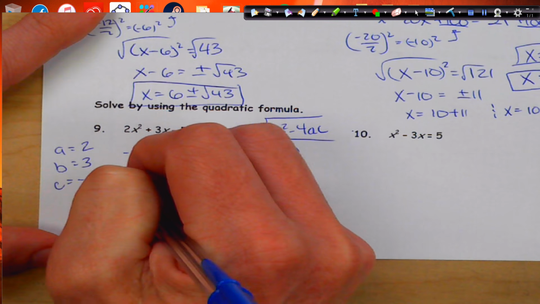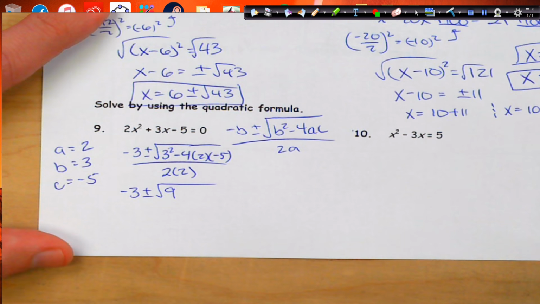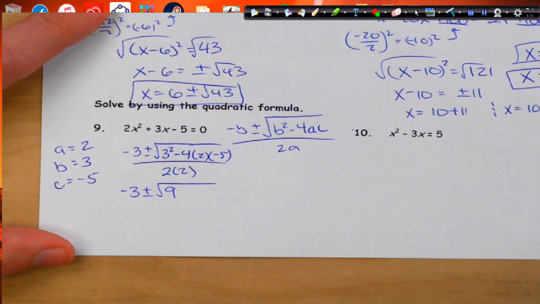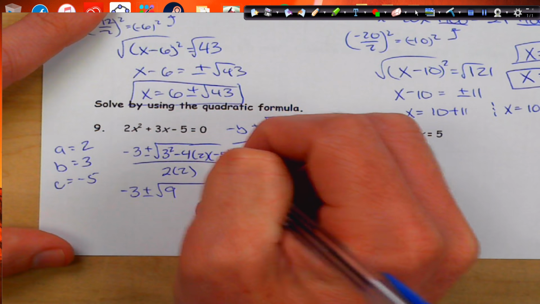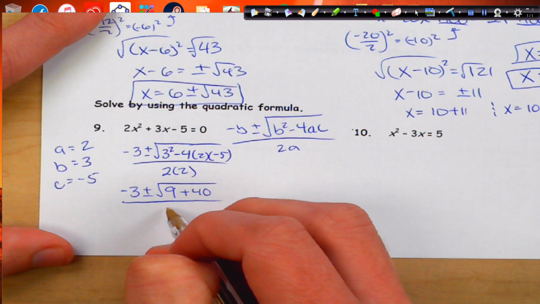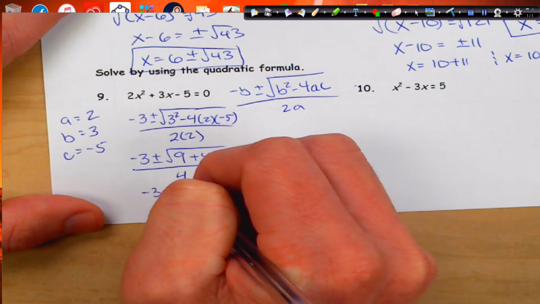So we get negative 3 plus or minus the square root. That's going to become 9. 4 times 2 times negative 5. I have to get out my calculator, make sure I don't make a mistake. 4 times 2 times 5. Well, that's a negative 4 and a negative 5, so that's going to become a positive 40. All over 4. So we get negative 3 plus or minus the square root of 49 over 4.